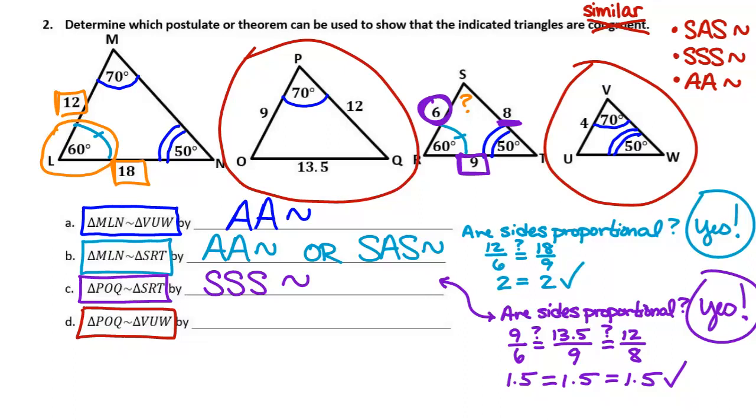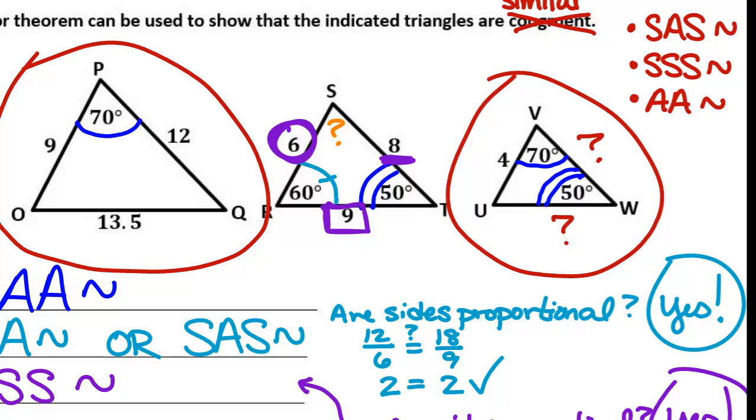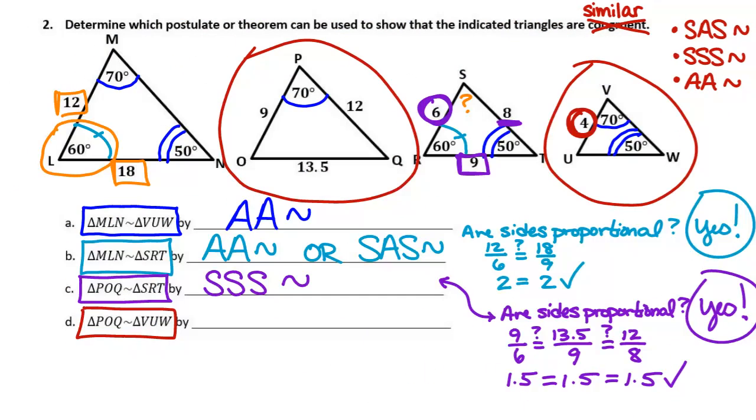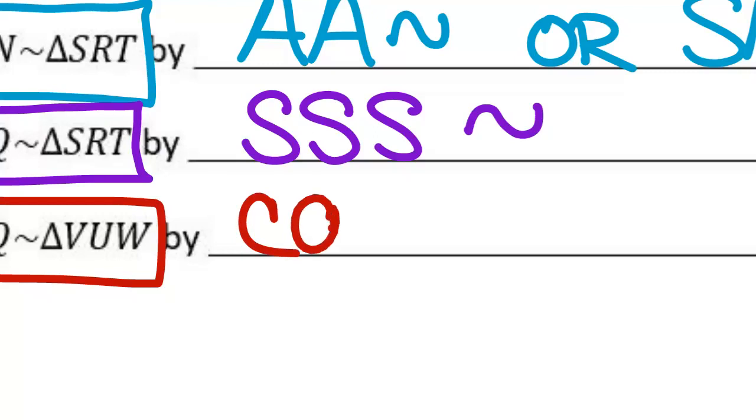So can I use angle, angle here? I don't have enough given information. Can I use side, side, side here? Why not? I don't have all three sides on VUW. Could I do side, angle, side? No, why not? I need at least two sides on VUW if I'm going to do side, angle, side, and I only have the one. I only have this side here. So I can't prove these are similar.